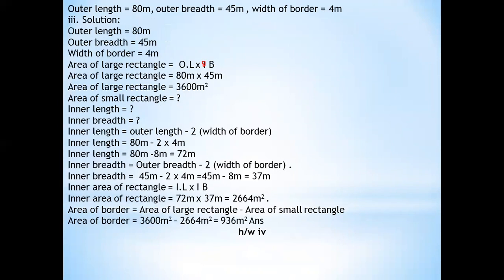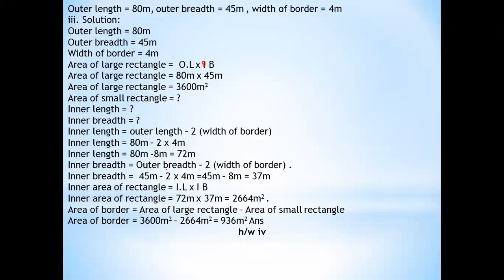Now in the third part, dear students, we are given the values of the outer rectangle. We have been given the values of the large rectangle. We will find the large rectangle directly, and we have to find the area of the small rectangle. But before that, we have to find the inner length and inner breadth. After finding them, we come to the same way: we find the area of the small rectangle, inner length multiplied by inner breadth.